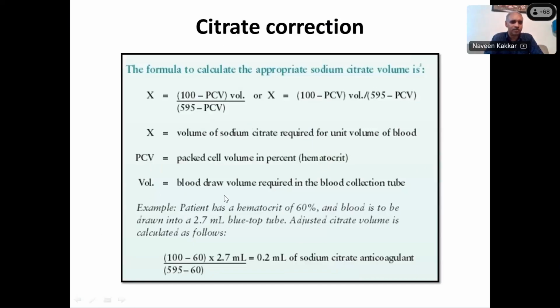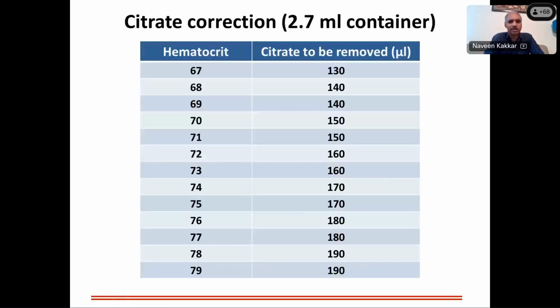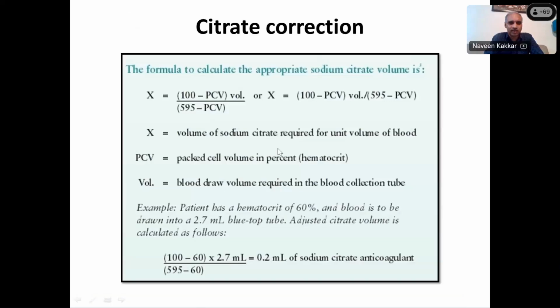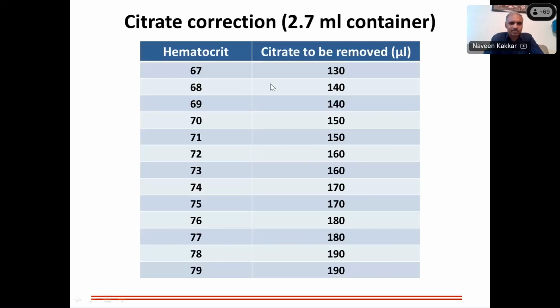There are two formulas given, from different sources. Whatever the formula, you can calculate it and keep it once in your lab. So let's say I'm using a 2.7 ml container, and this figure goes in here, and here if I use the other formula. Let's say your hematocrit ranges from 67 to 79, which is too high; you calculate from the formula, make a table, and keep it in the lab.